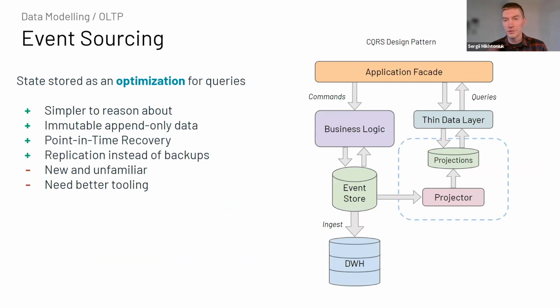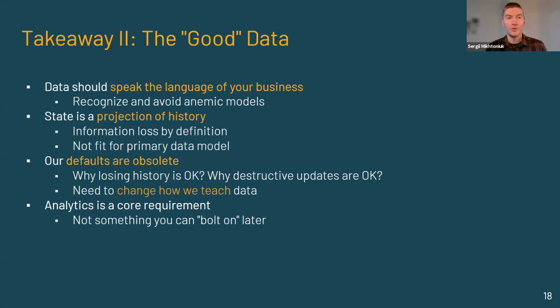Here the projector component might sit and listen to all of the history that is written to the event store, and continuously update the state in a projection database. Extracting data from the event store into a data warehouse really becomes a super simple operation because the data is already in the form of historical events. It's ready to be processed. So I really do believe that there's such a thing as good data, and it's the data that speaks the language of your business. You should learn to recognize and avoid anemic models.